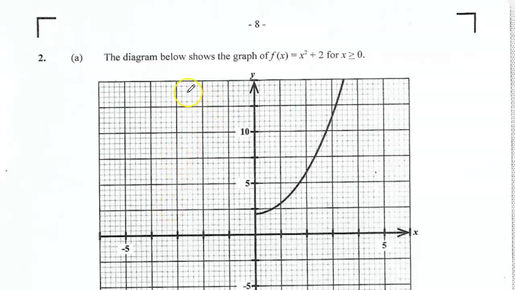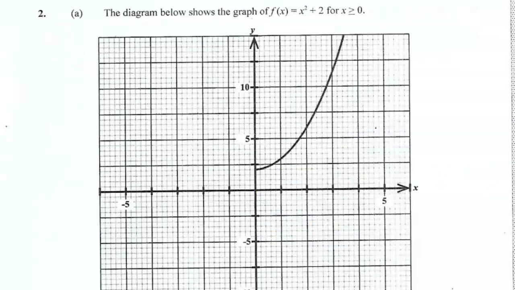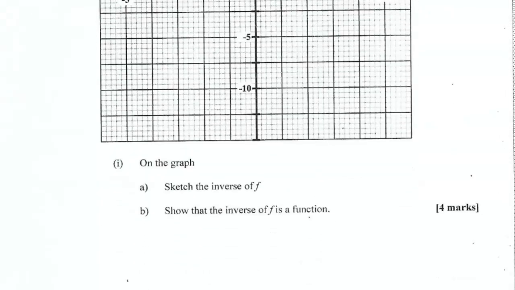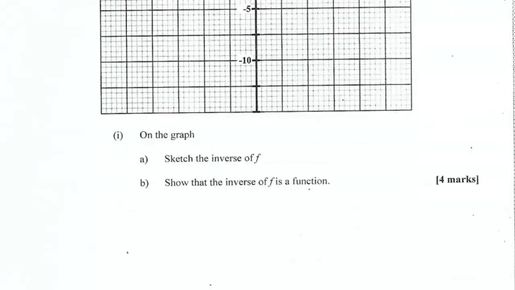Question 2. The diagram below shows a graph. f of x is x squared plus 2, on the domain x is greater than 0. So notice it's on the positive side of the x-axis. Let us see what they're asking us to do now. Sketch the inverse of f.